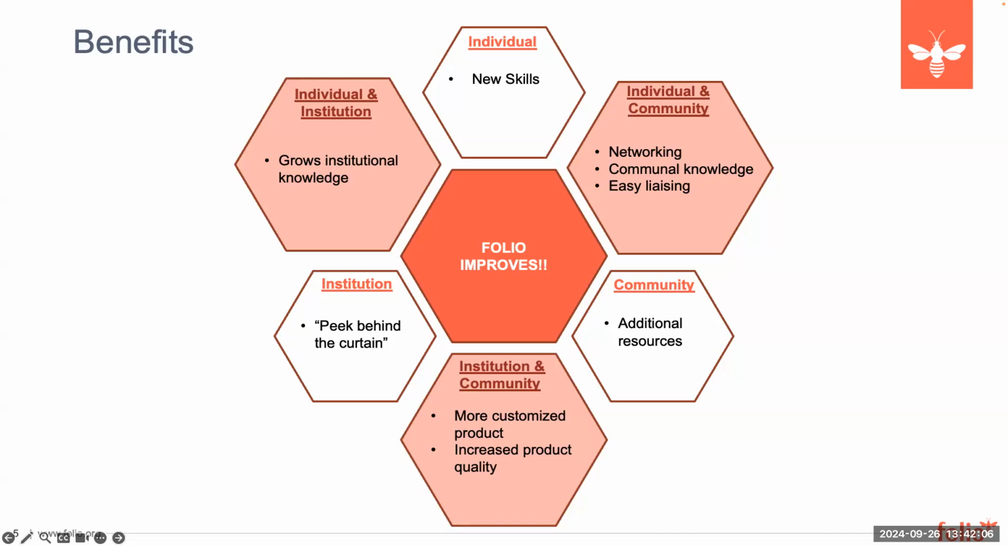From an institutional and community perspective, for both of them, you get a more customized product and increased product quality because the people who are helping define the product are also the ones that are using it. You know what it needs to do, which direction it should go in, and what really needs to happen. And on your institution's side, you get the product that you really need, more tailored to your needs. And in general, FOLIO just improves. FOLIO gets better all around. I think Mila's going to come back up and talk about some of the key skills.